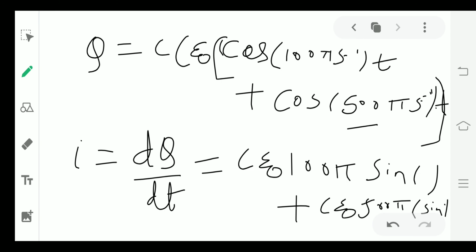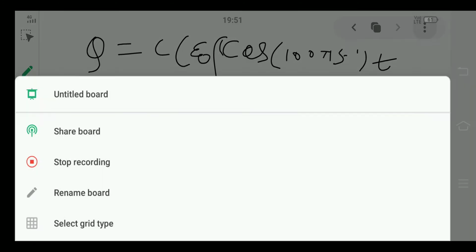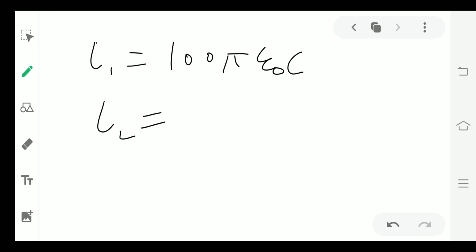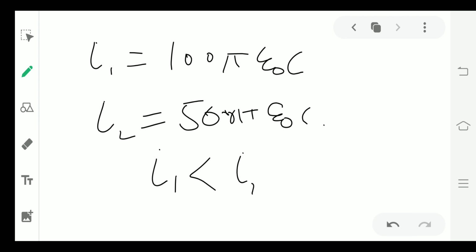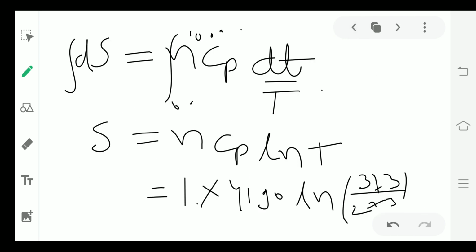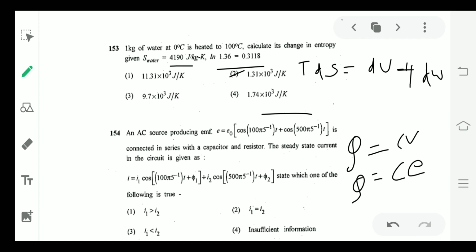So the current, these are the magnitudes I1 and I2. I1 is 100 pi epsilon naught C, and I2 is 500 pi epsilon naught C. So from these two we can say that I1 is less than I2. So the answer will be the third option.